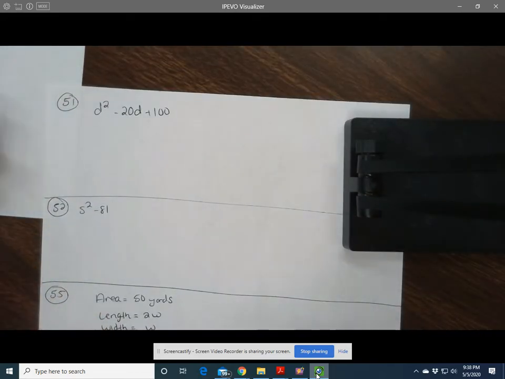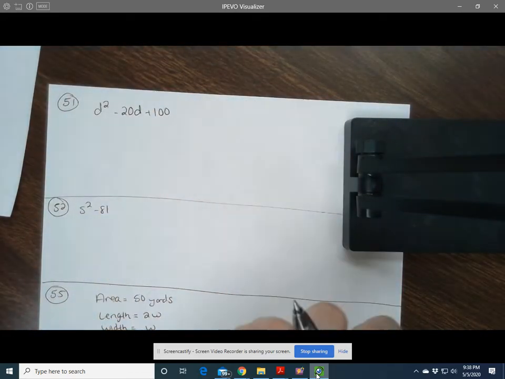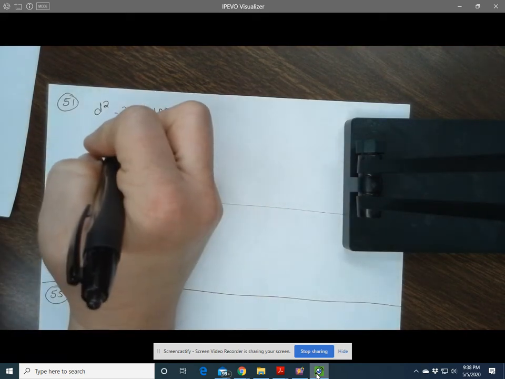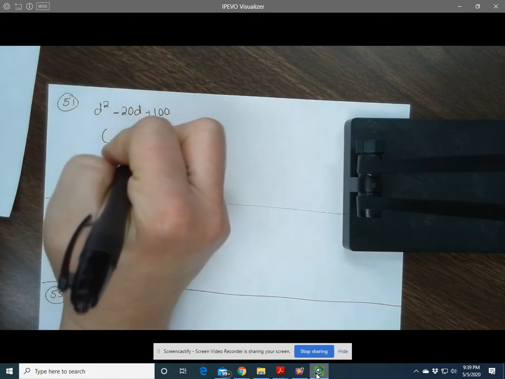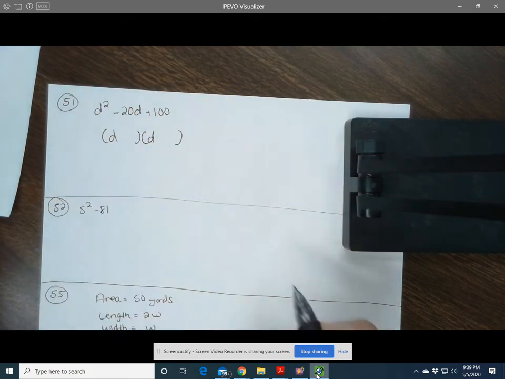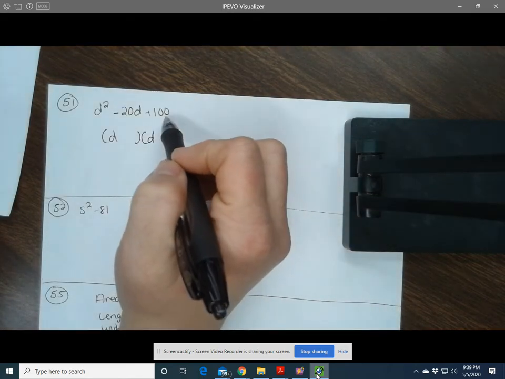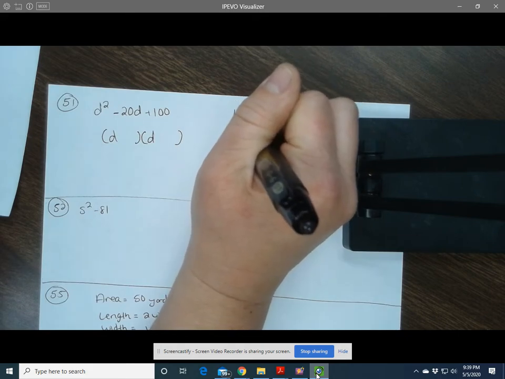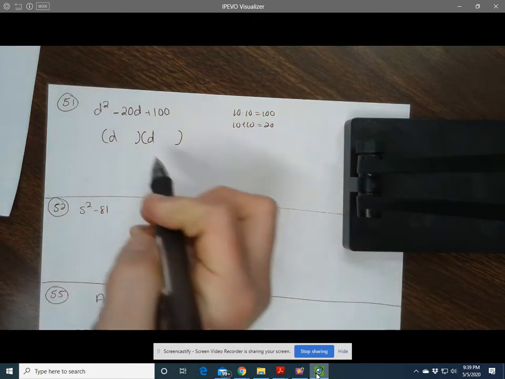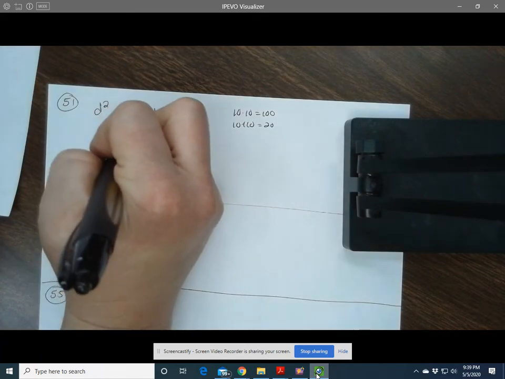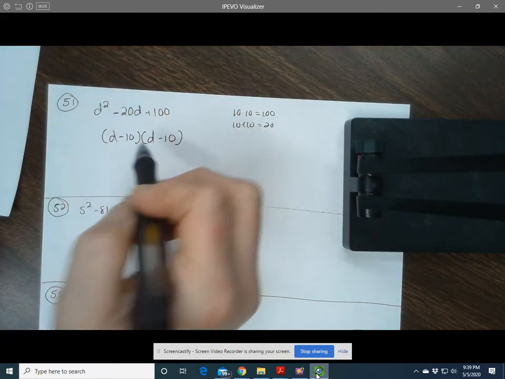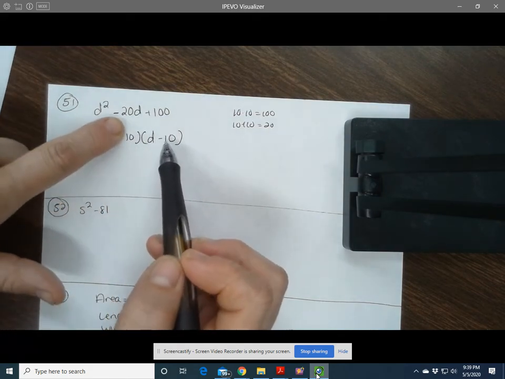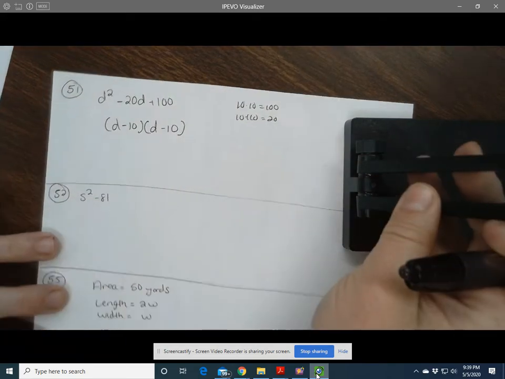Okay, for 51, these are the easier ones that you could probably just look at. Again, since there's no number in front, you're just going to see what multiplies to give you 100 but adds to give you a negative 20. Well, I know that this is just going to be d in the front, and then 100. Well, 10 times 10 is equal to 100, and then 10 plus 10 is equal to 20. So this is going to be a negative 10, and this is going to be a negative 10. And the reason why is a negative 10 times a negative 10 gives you 100, and a negative 10 and a negative 10 adds to be a negative 20. So those should be pretty easy.